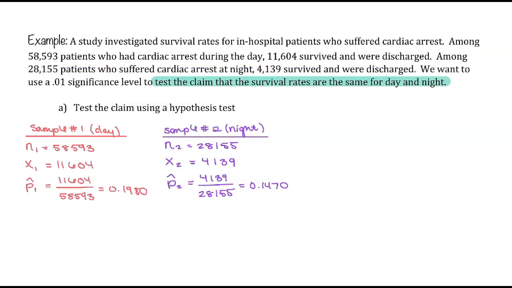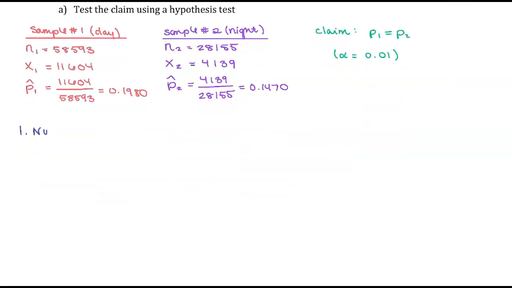Consider what's being claimed. The claim is that the survival rates are the same during the day and night, and we can express that claim as P1 is equal to P2, that there is not a significant difference between the two population proportions. We are also asked to use a significance level of 0.01, so that's our value for alpha. Now that we have all of this information recorded, let's conduct our hypothesis test. The first step is to determine the null and alternative hypotheses. The null hypothesis is the statement of equality that P1 is equal to P2. That's the idea that there's no significant difference between the two proportions. Notice at this time, the null hypothesis lines up with our claim.